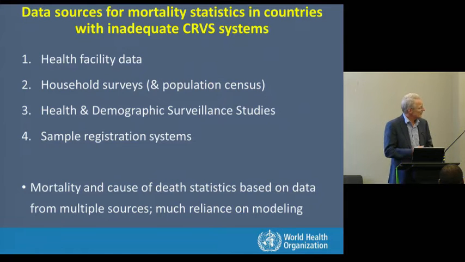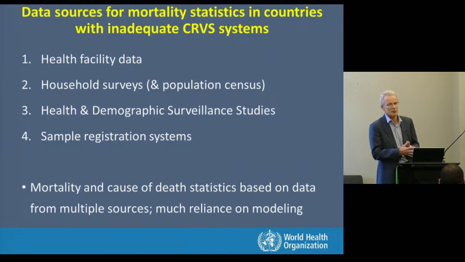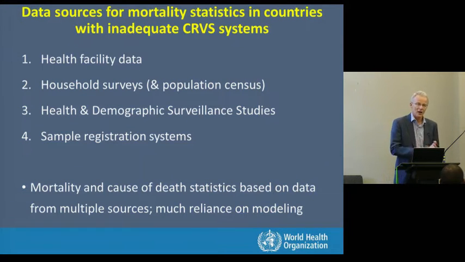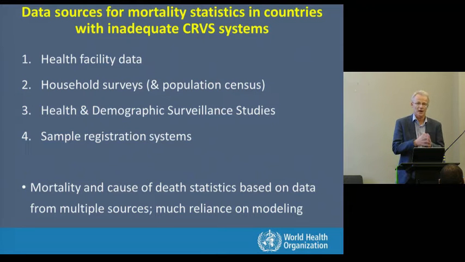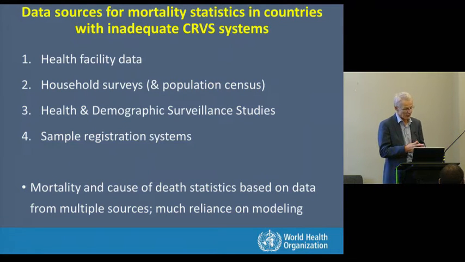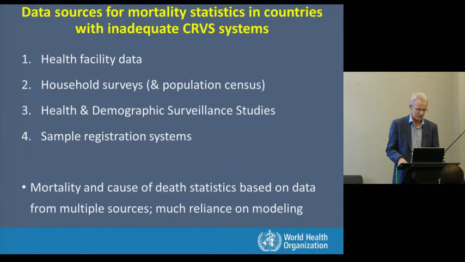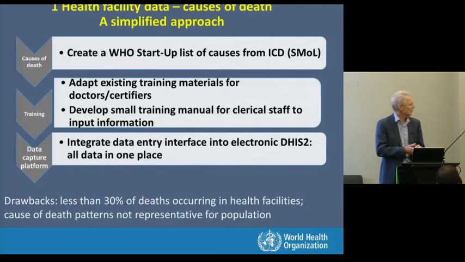So there are basically 4 data sources that one could use in countries with inadequate civil registration and vital statistics systems. Health facility data, household surveys and census, health and demographic surveillance studies, and then sample registration systems. None of them is perfect, so the idea is to really put it all together and then come up with the best possible estimate of what the cause of death pattern is in a country. So briefly on each one of those 4 items.